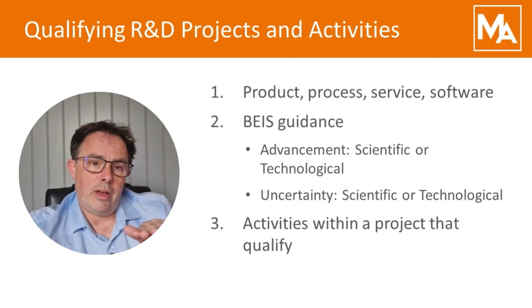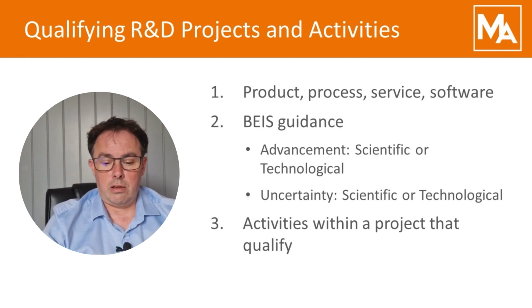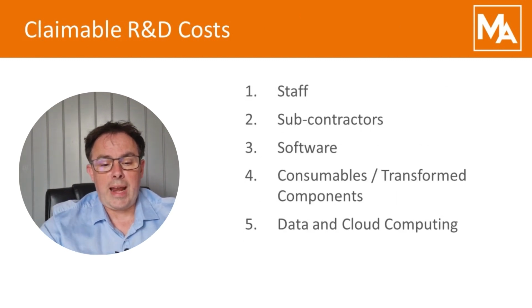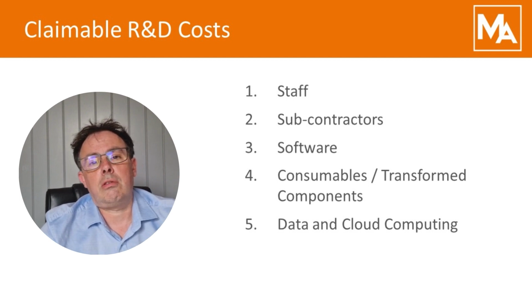So it's more like you can go one level, you can't go down to 2 in terms of the support staff. Okay, cool. So that's that covered. The next area is going to be about claimable R&D costs. Now, the first thing I'm going to start with is staff.